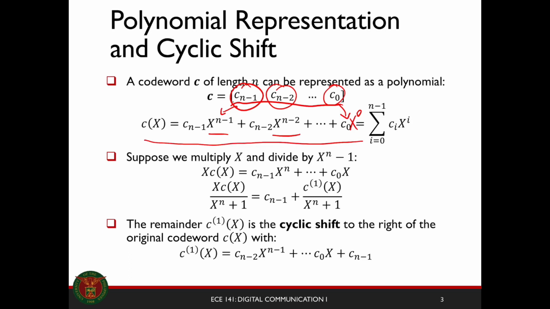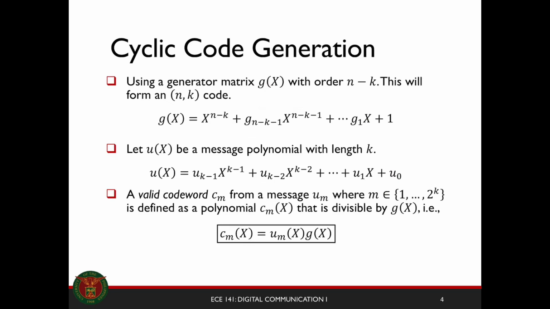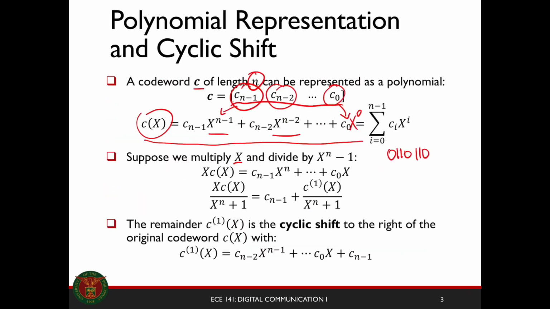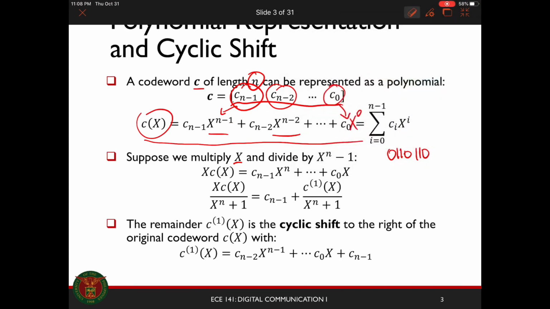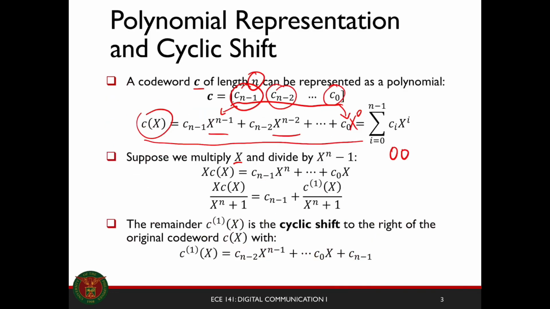So let's say this series of bits is a valid code word C of length n. Okay, suppose we multiply x to this code word. Let me illustrate that with an example. Let's take the code word 0110011. There you go. So we take this code word and multiply it by x.